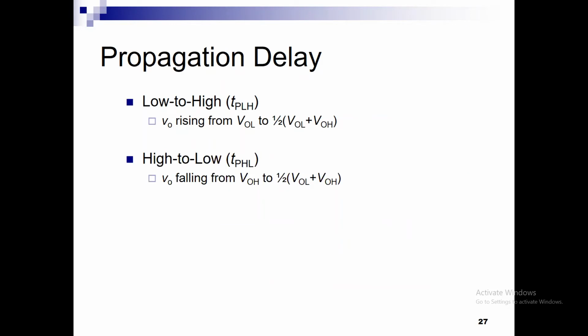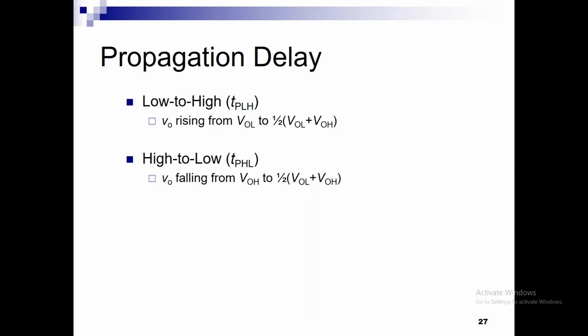So let us now switch to see how we can find those values. This is the definition. TP low to high is for V out rising from VOL to half VOL plus VOH, and then the TP high to low is the time for V out to fall from VOH to half VOL plus VOH. Sorry, the clear button is not working for me.